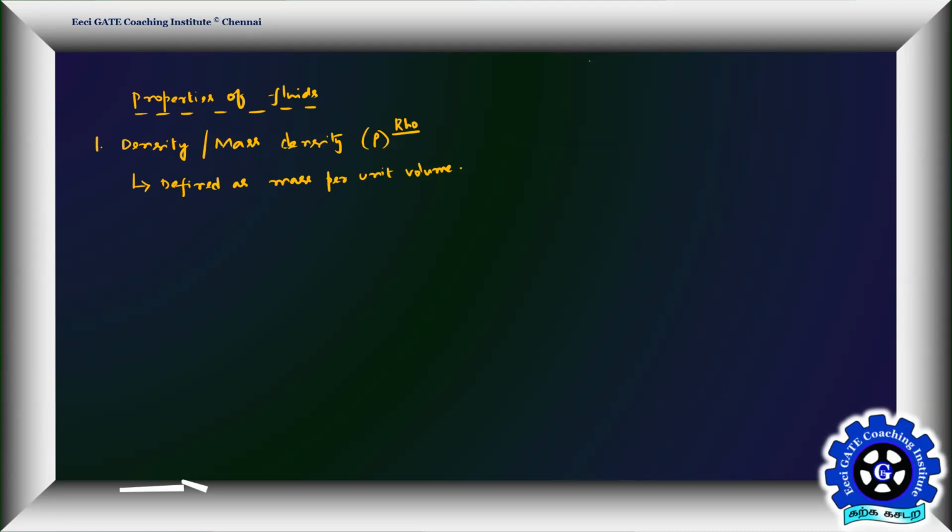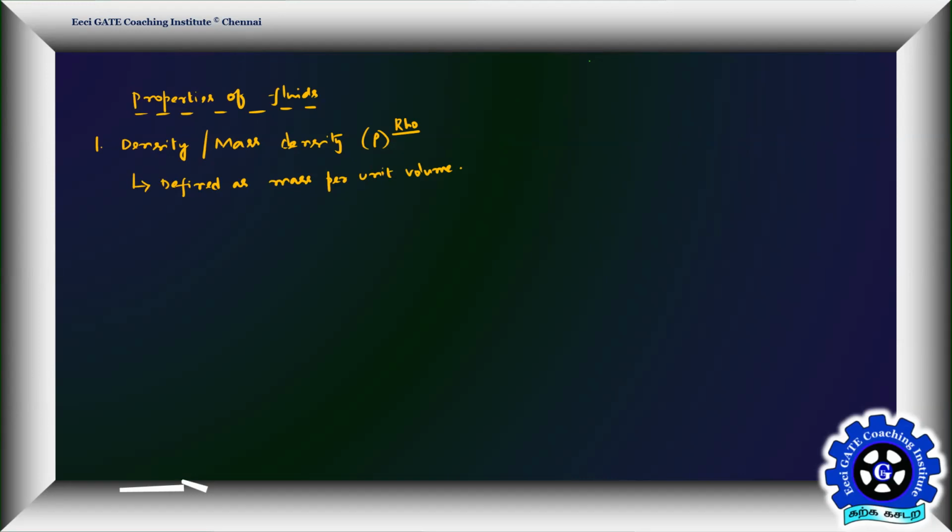Mass means the mass of your molecules. You have some n number of molecules inside 1 meter cube of a given volume. In that 1 meter cube, you count the number of molecules of a given fluid or a solid, whatever it may be, and multiply by the mass of each molecule. You'll get the total mass of the molecules, and divided by the volume it will give us the density, or mass density.